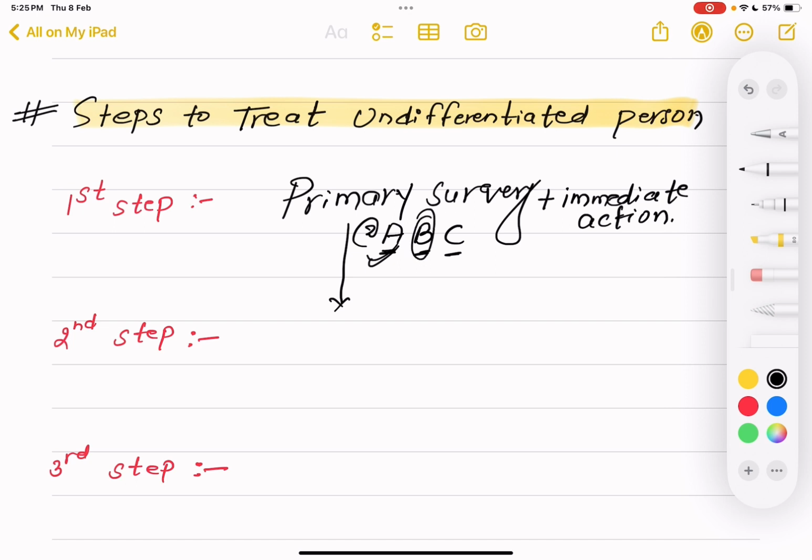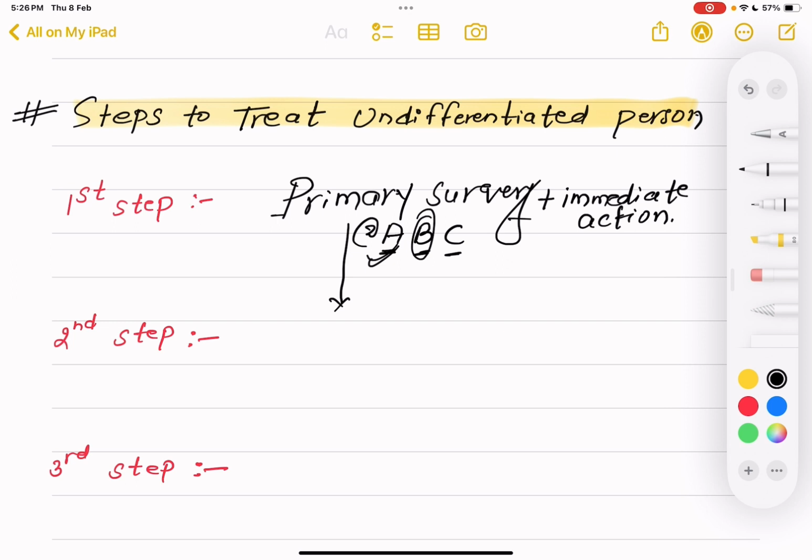Similarly, in circulation, we'll feel the patient's pulse. We'll check the pulse rate and the character of the pulse. Similarly, we'll be checking the blood pressure and observing the skin color, whether there is cyanosis or pallor. Even icterus we can encounter. Similarly, we'll be checking for the vascular access. So in this way, we approach the patient in a primary survey.